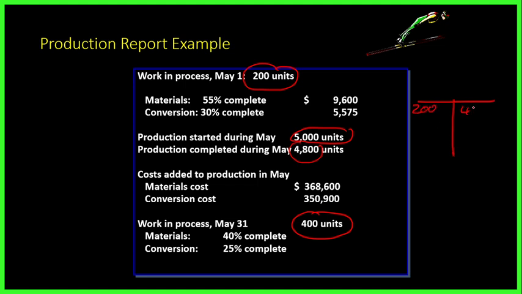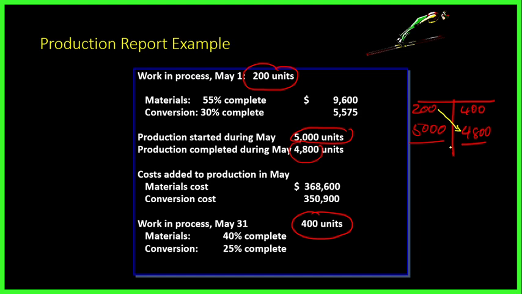200, 400. You started 5,000 and you completed 4,800. Of course, the total should be 5,200, 5,200. Now, this 200 will be completed, so it will go there.